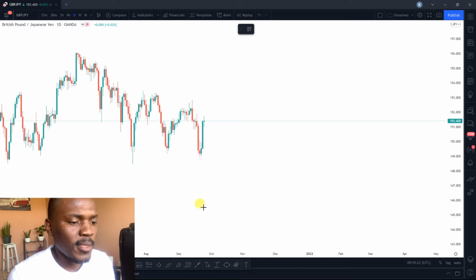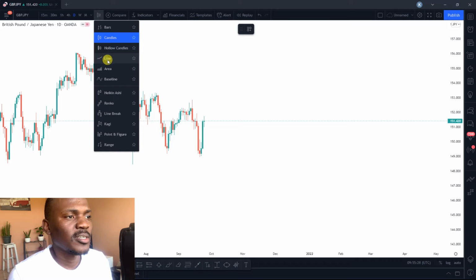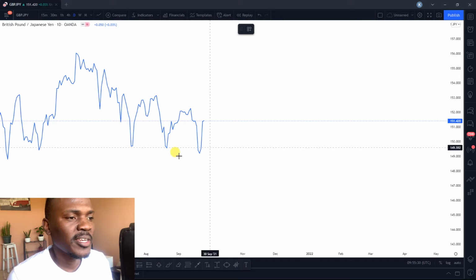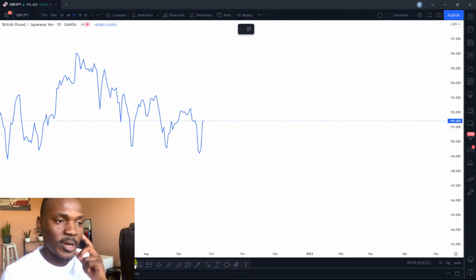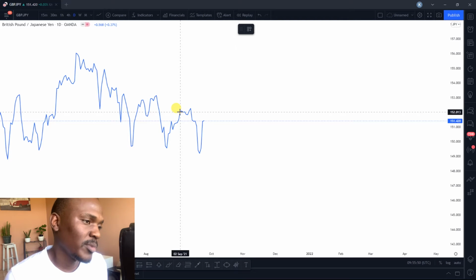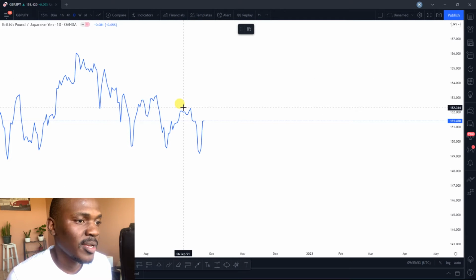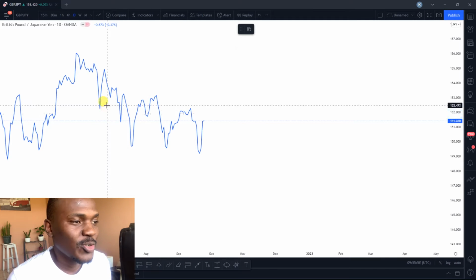So I usually switch to a line chart. A line chart gives me a clear indication of where the market made U-turns, and that's where I draw my support and resistance. And the level or support that I have drawn on the higher time frame becomes stronger when you move down to your lower time frame, like maybe if you want to enter on that support and resistance. I hope I make sense.